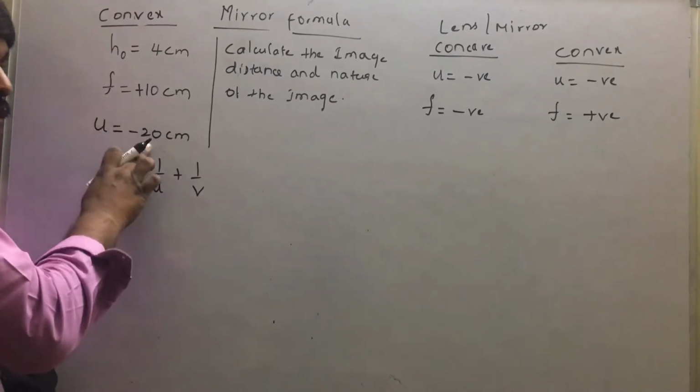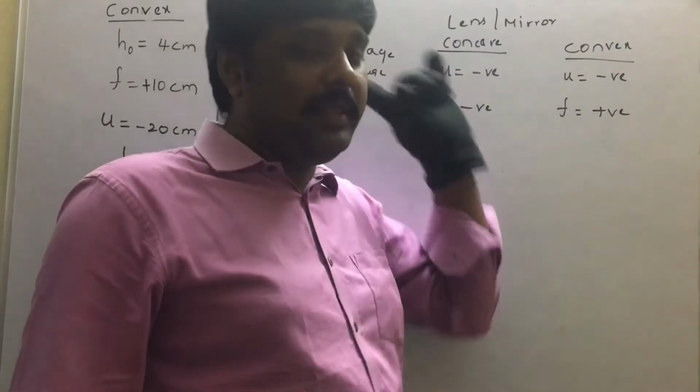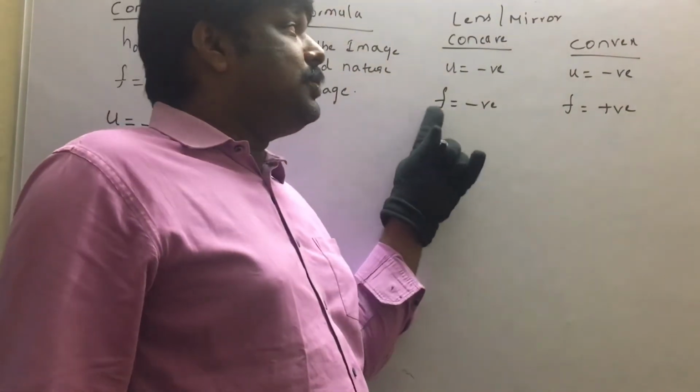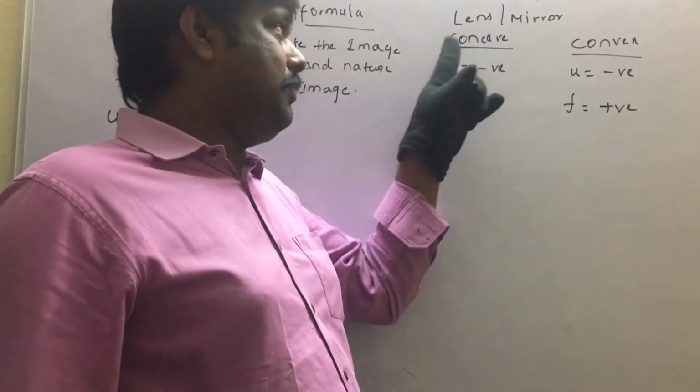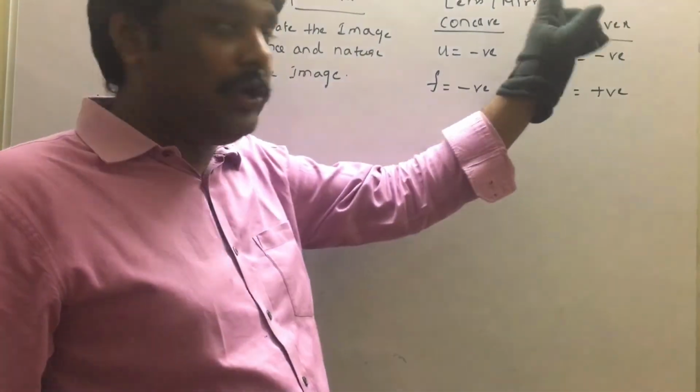Object distance u should always be taken as negative, whether it is concave or convex, mirror or lens. But focal length f should be taken as negative for a concave mirror or lens, and focal length f should be taken as positive for a convex mirror or lens.